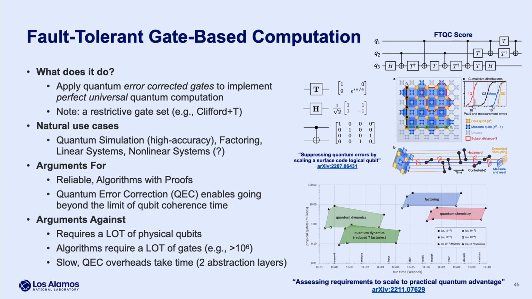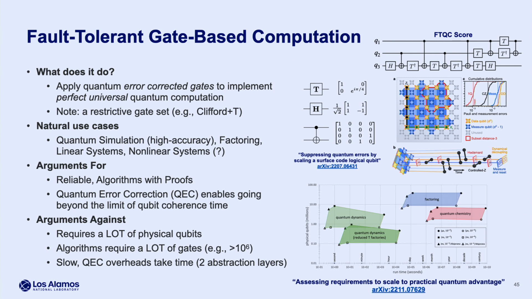What are the arguments against? This requires a lot of physical qubits. The study, which I'm showing on the right, suggests that you need at least 100,000, maybe even 1 million physical qubits to get to an error-corrected quantum computer. I mentioned at the beginning of the talk, we're at about 1,000 right now. So we need a factor of 100 increase in the computer size to do this.